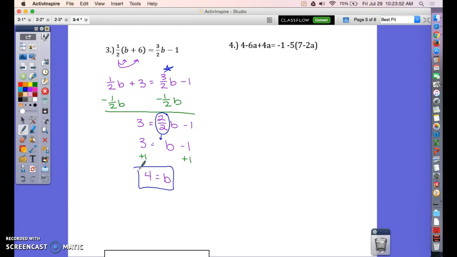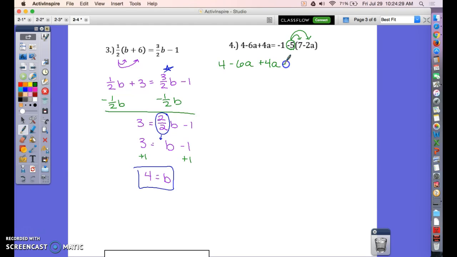Let's look at number 4 together. Another one with parentheses. So again, distribute, okay? I always distribute first if I see the parentheses. What are you distributing here? You are distributing everything in front of the parenthesis, but it has to be right in front of the parenthesis, okay? So you're not distributing this 1, but you're distributing this 5. And what kind of 5 is it? It's actually a -5. So you are distributing that -5 to both terms inside. So I have 4 minus 6a plus 4a.